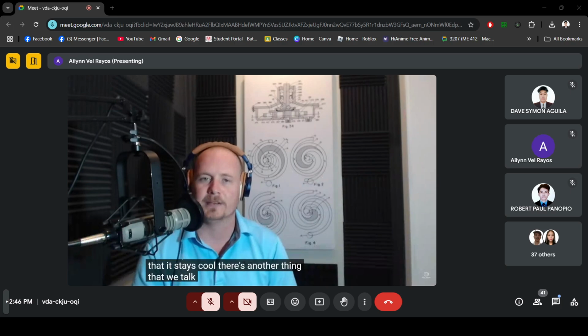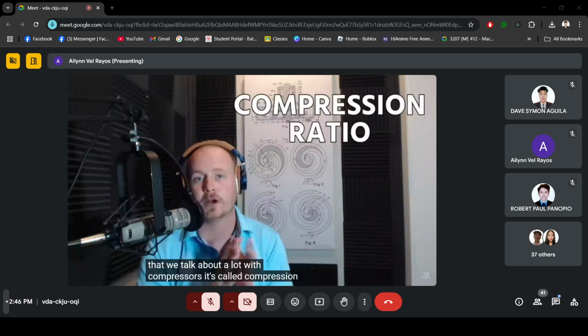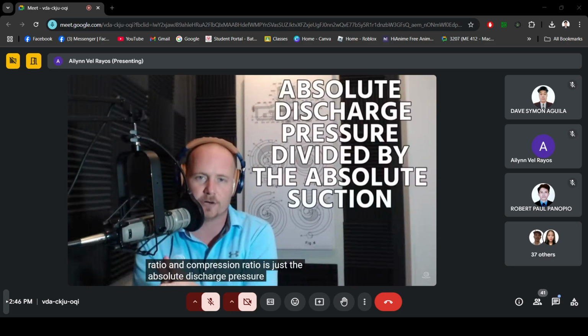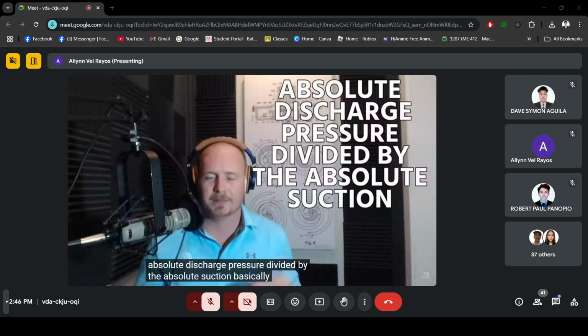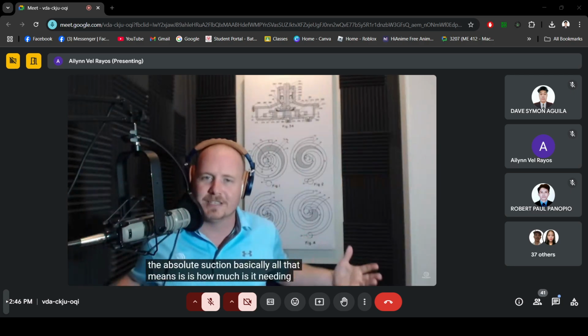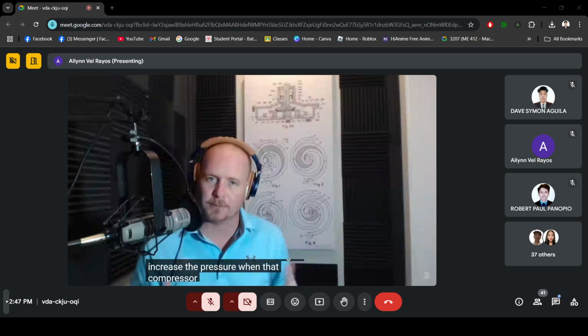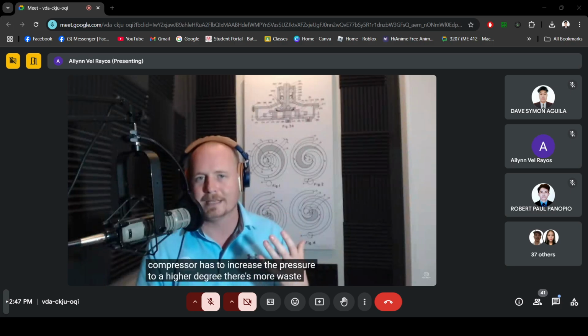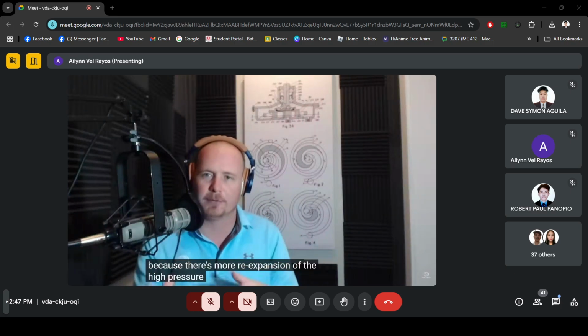There's another thing that we talk about a lot with compressors. It's called compression ratio. And compression ratio is just the absolute discharge pressure divided by the absolute suction pressure. Basically, all that means is how much it needs to increase the pressure. When that compressor has to increase the pressure to a higher degree, there's more waste because there's more re-expansion of the high pressure gas coming out of it.